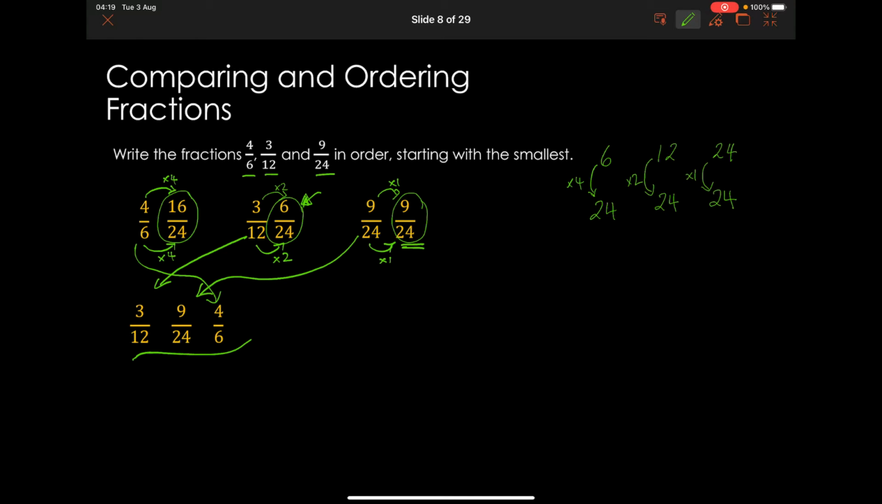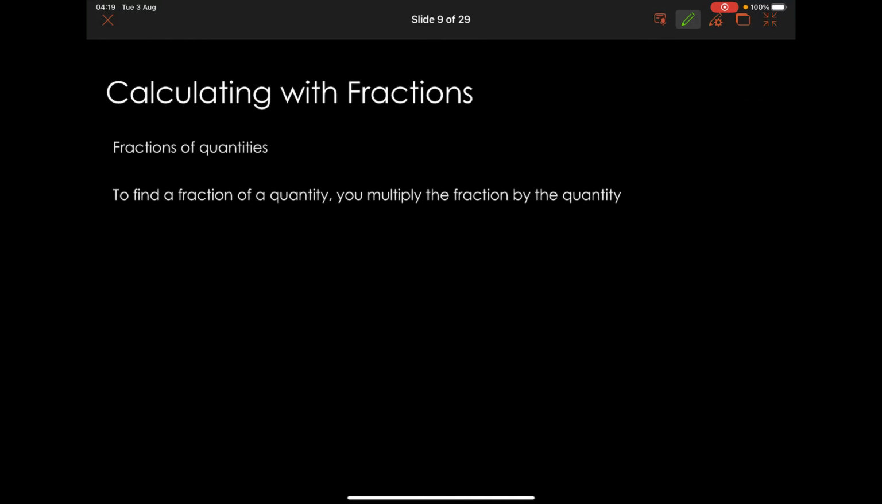So now you know how to find equivalent fractions and you know how to compare and order fractions. Let's move on to calculating with fractions and finding some fractions of amounts. So, fractions of quantities. To find a fraction of a quantity, you multiply the fraction by the quantity. Sounds a little bit confusing, but I'll show you an example.